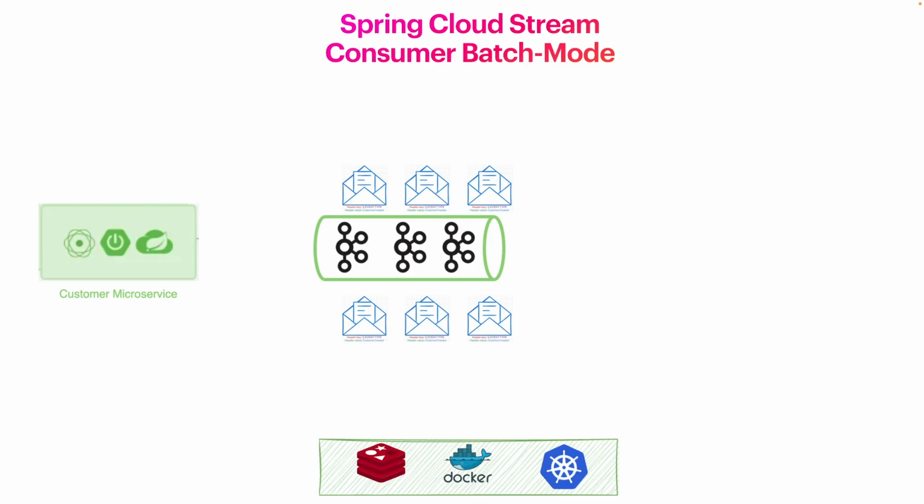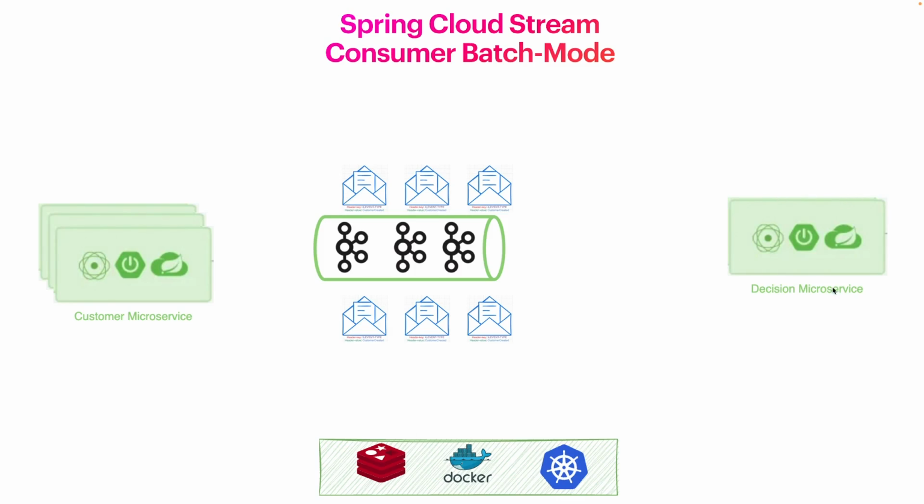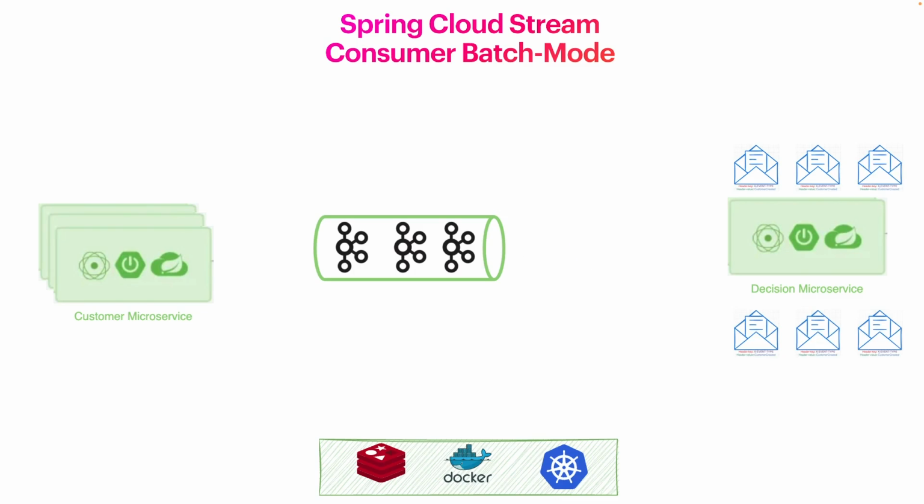And we can think, for example, we could scale our customer microservice. So let's add more instances. Now we have 3 instances, and now we can think that we will handle more requests and we will produce more messages. That's good. On the other hand, we have the decision microservice. This decision microservice consumes messages from the Kafka topic, one by one.